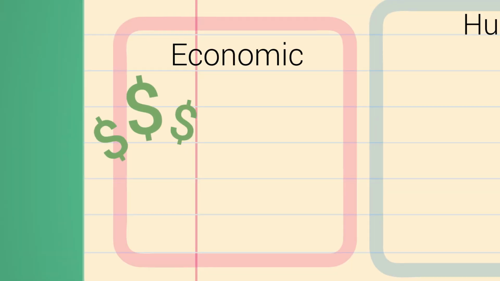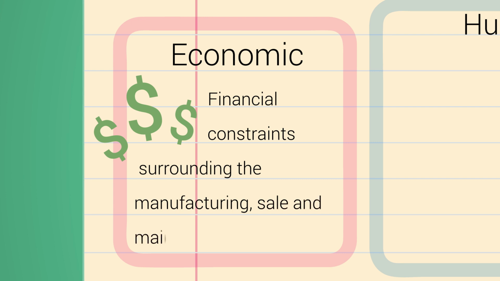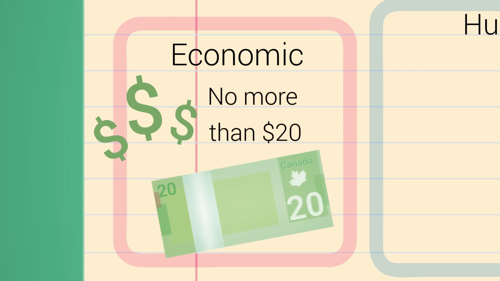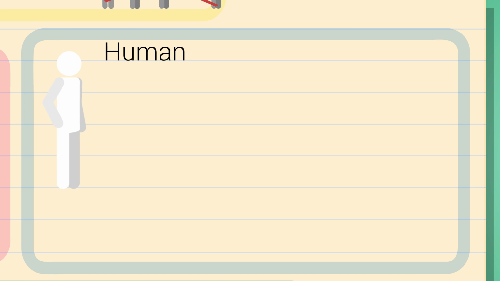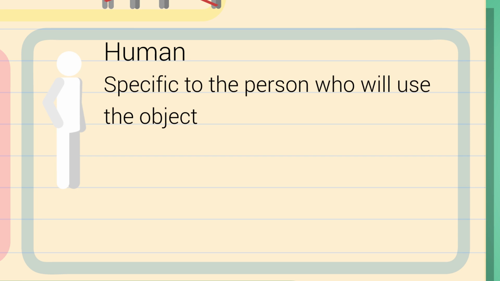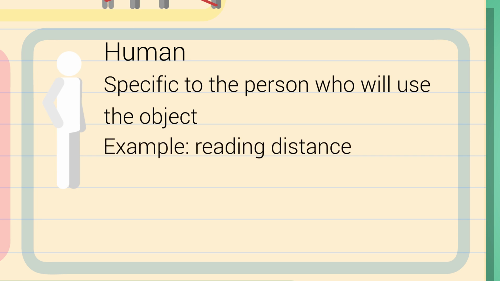The economic environment refers to the financial constraints surrounding the manufacturing, sale, and maintenance of the object. How much can I afford to invest in purchasing the materials? No more than $20. The human environment is specific to the person who will use the object. For example, reading distance must be considered.